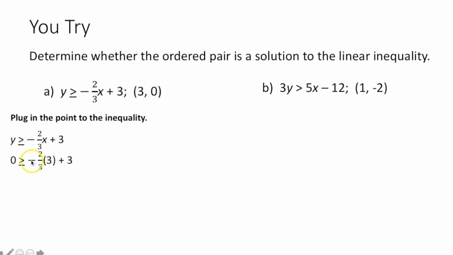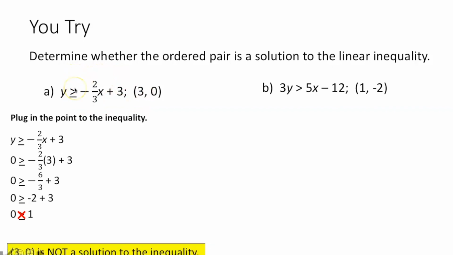Now we simplify. What is -2/3 times 3? Well, remember, 3 is the same thing as 3 over 1. And when you multiply fractions together, you multiply the numerators together and denominators together. So it looks something like this. Now what is -6 over 3? That becomes -2. So what is -2 plus 3 then? That would be 1. So now we get to our point where we decide, is this inequality true? Is 0 greater than or equal to 1? No, it is not. Therefore, this point, (3, 0), is not a solution to this particular linear inequality.